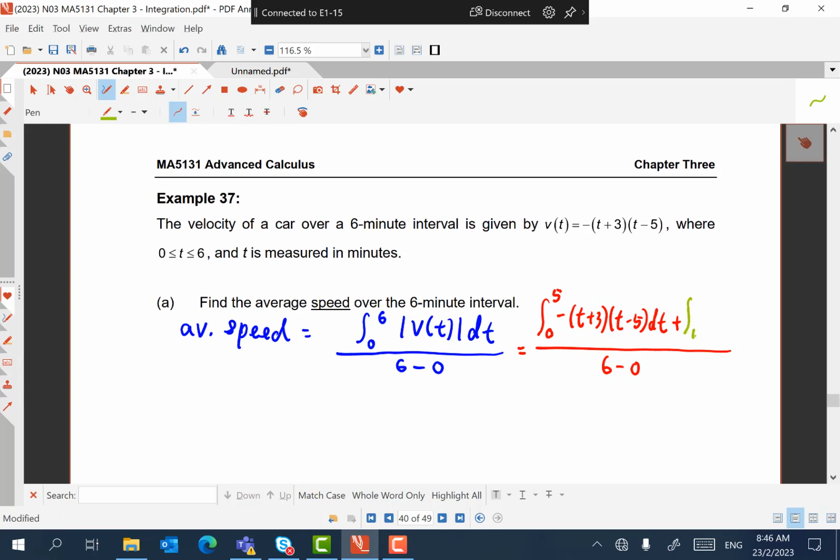Integrating from 5 to 6, t plus 3 and t minus 5, dt.